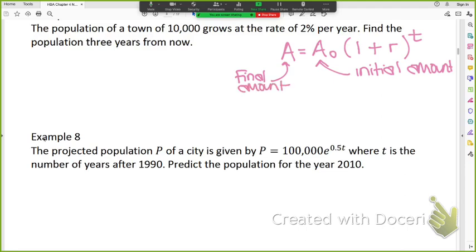Okay, so it says we have a population of a town that starts at 10,000 people. So that is 10,000 to begin with. 1 plus, what's our rate? 0.02. We want to find the population 3 years from now. All you're doing is plugging it in. 10,612. Now on this one, this is people, so we round to the nearest whole number.